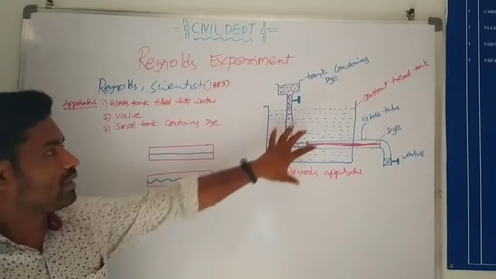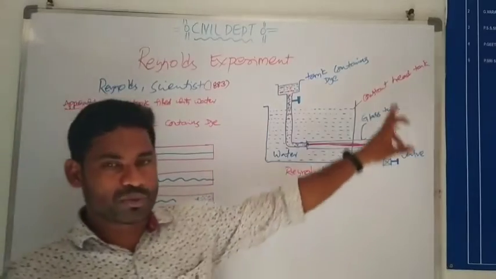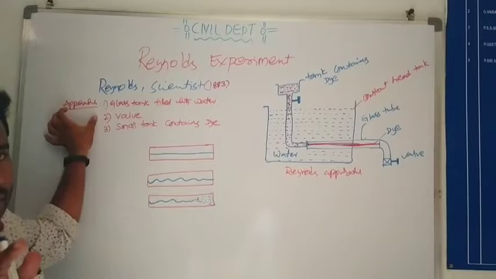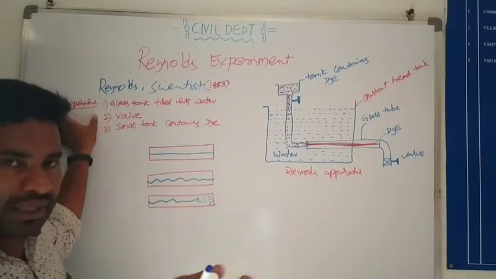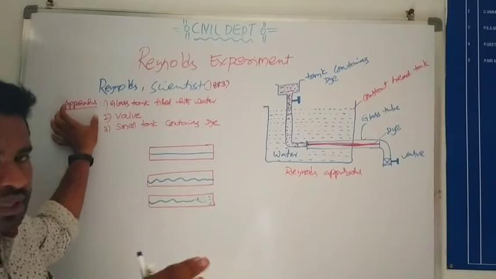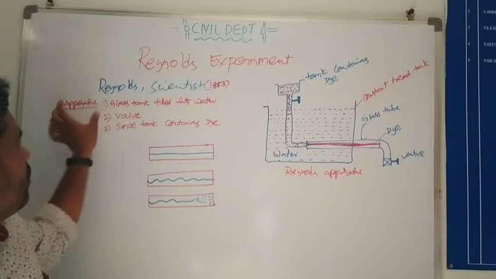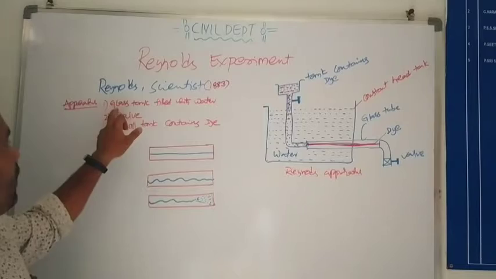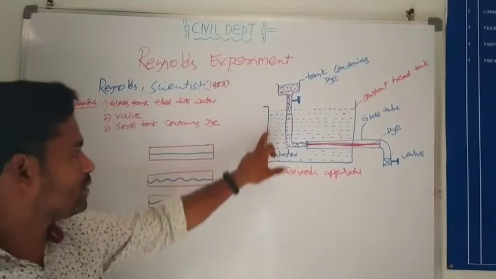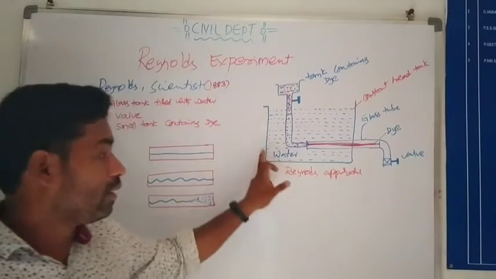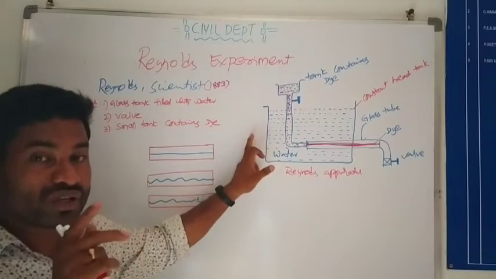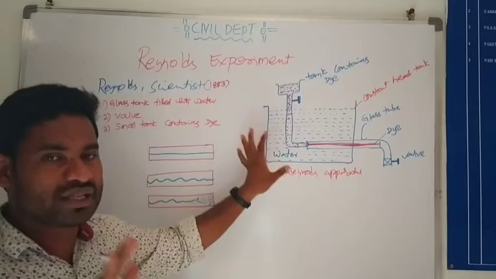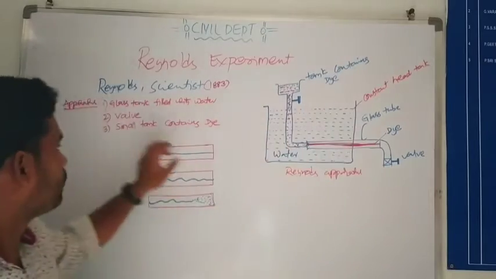So coming to the Reynolds experiment, this is the Reynolds experiment. Listen carefully, I will explain. Later I will explain the names of the types of flows. First, these are the apparatus required for operating this. A glass tank filled with water. Why are we using a glass tank? Because you can see visibly what is happening inside the tank. That is the reason we are using the glass tank.